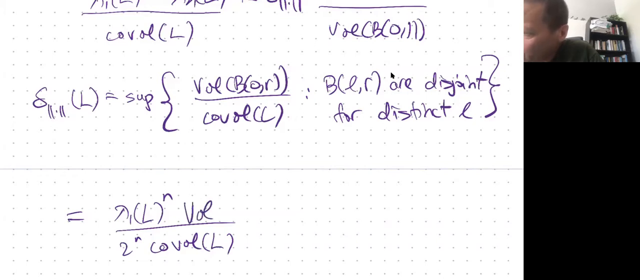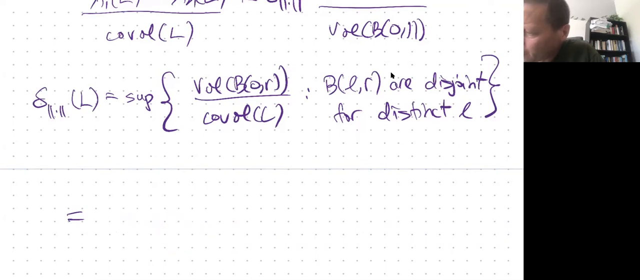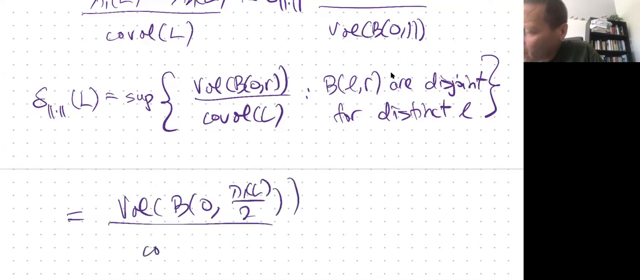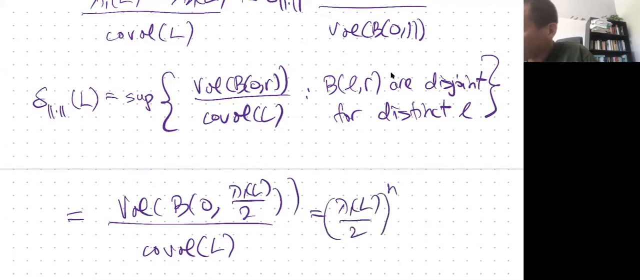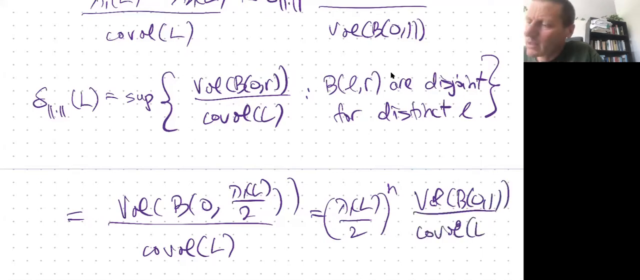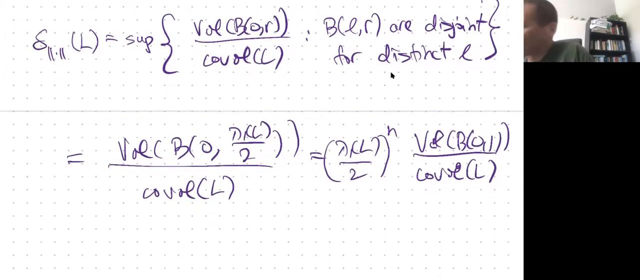Oh, hold on a second. Let's see this in 2 steps. It's the volume of the ball of radius lambda 1 of L divided by 2, divided by the co-volume of L. Again, the volume of the ball divided by the co-volume of L. Right now it looks like a bit of a mysterious quantity. I'm going to explain it in a moment.